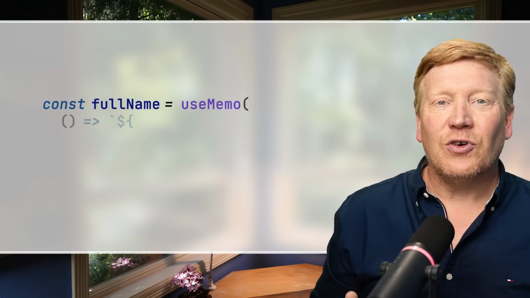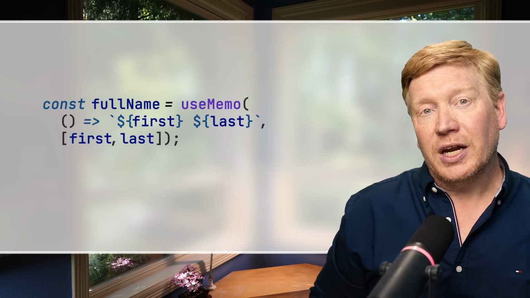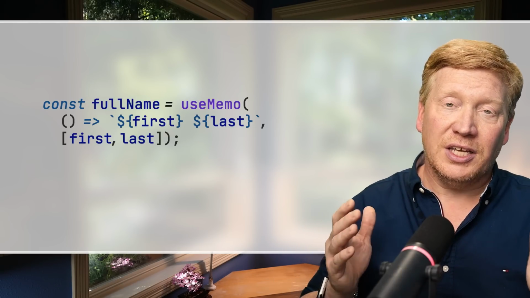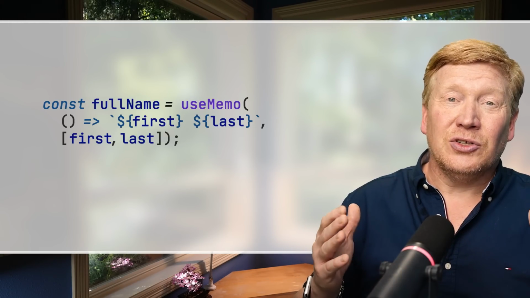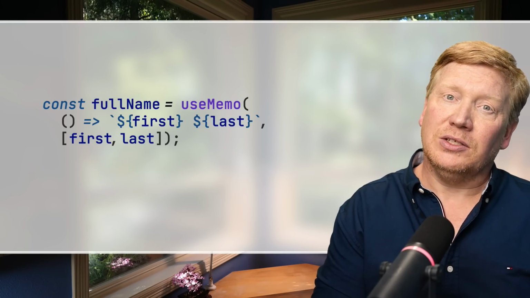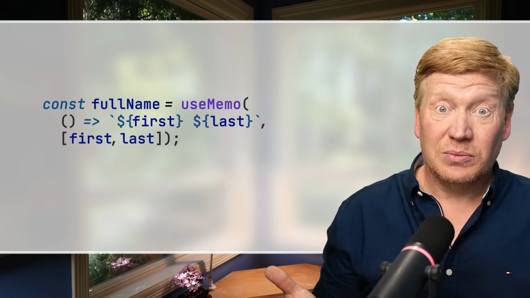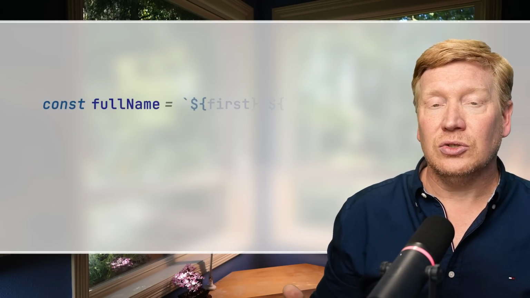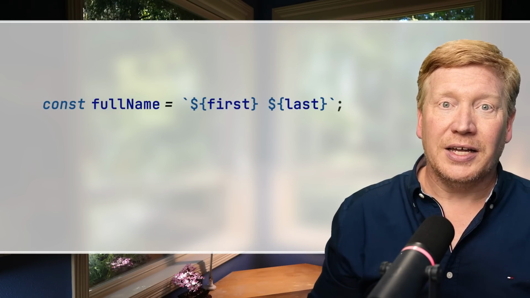Now, our third example is far simpler. We're building a full name out of a concatenation of a first and a last name. And that's not good for either rule. One, you're building a string, so there's no referential identity problem. And two, it's just really easy to do. So there's no reason not to just turn this into a const right inline.